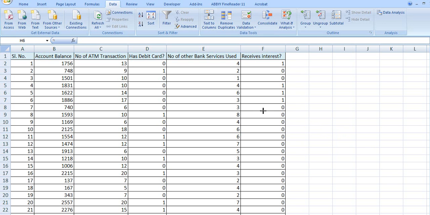Okay, so we have a data set wherein we have the banking transactions. You have the account balance, the number of ATM transactions, whether the account holder has a debit card, any other services he is using, and whether he receives interest in his account or not. In one of our videos we have seen that the account balance is positively related with the number of ATM transactions. Now I want to know whether this account balance is impacted by the others or not.